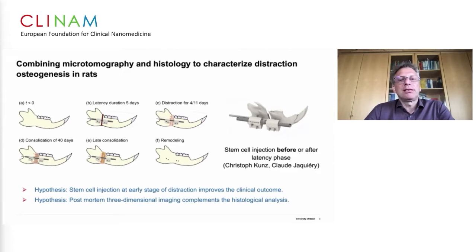What had been proposed in literature is that the stem cells should be injected after the latency phase, so after this phase given here. What was proposed by Christoph Kunz was that one should inject the stem cells already before this phase, that should be more effective. Therefore, we made the hypothesis that stem cell injection at an early stage of distraction improves the clinical outcome. And the second hypothesis is more related to research in my team, and that is post-mortem three-dimensional imaging complements the well-established histological analysis.